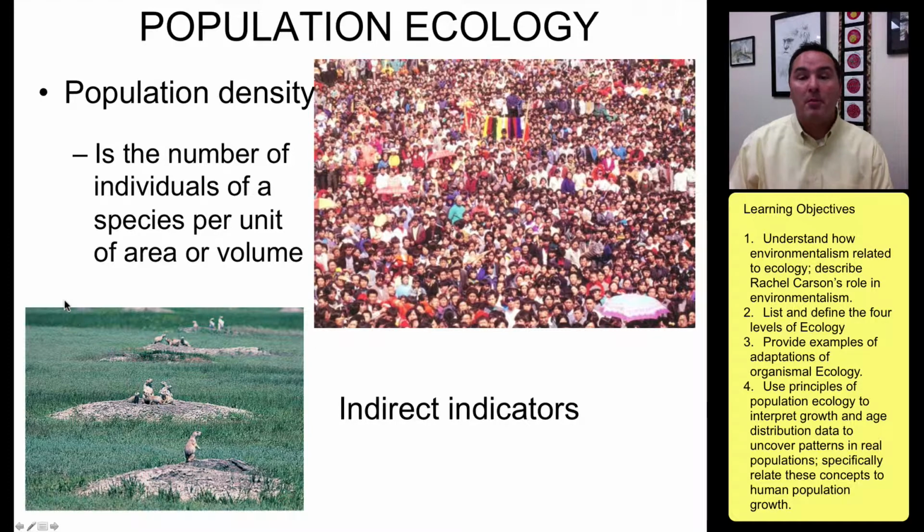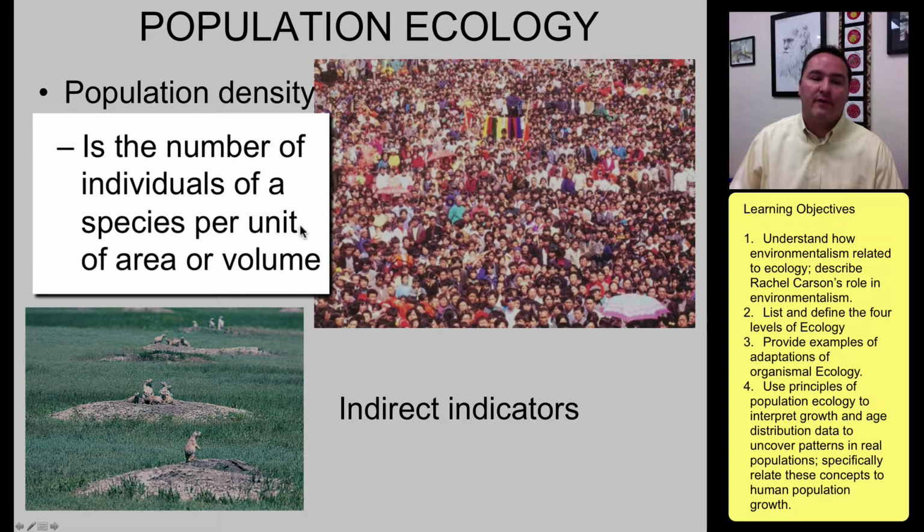Now we're going to look at population ecology. In population ecology, one of the things that ecologists look at is called population density. Basically, this just means how many individuals of the same species are living in a certain area at the same time. So, the number of individuals per unit of area or volume.